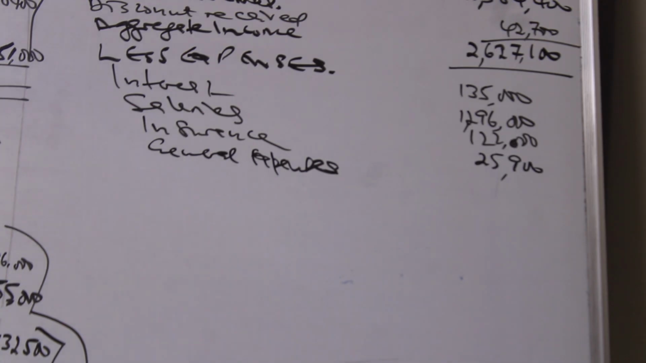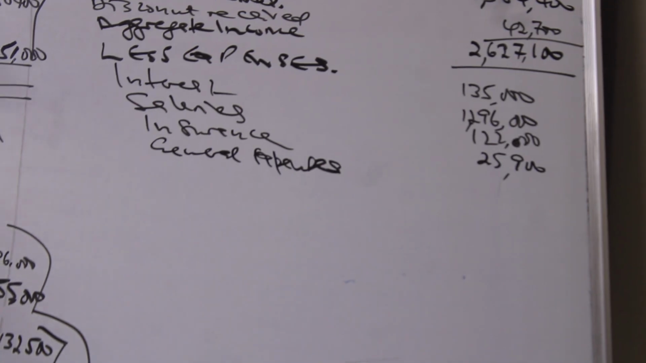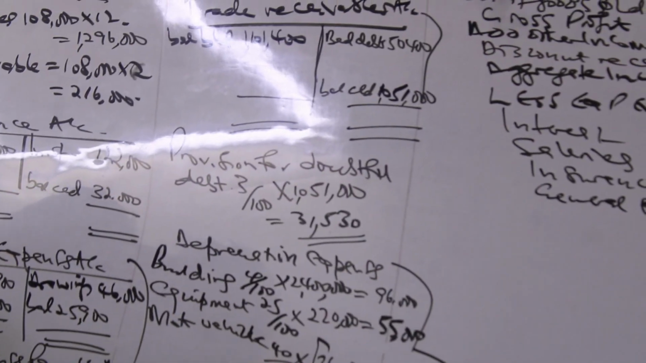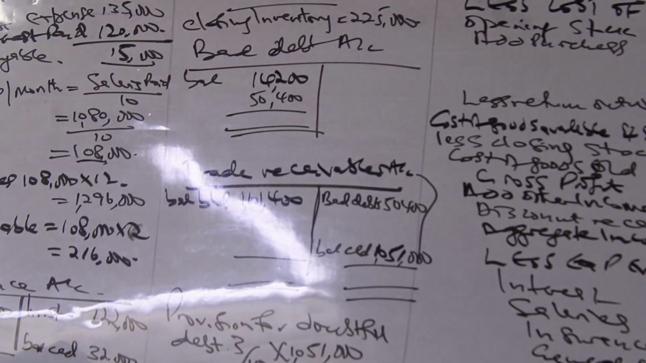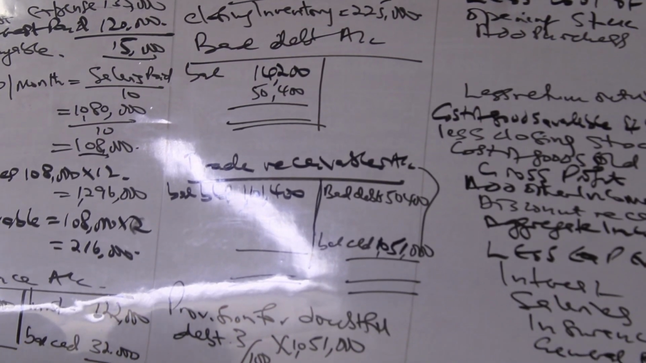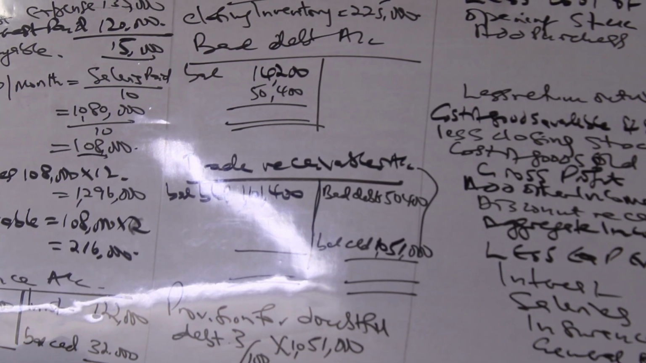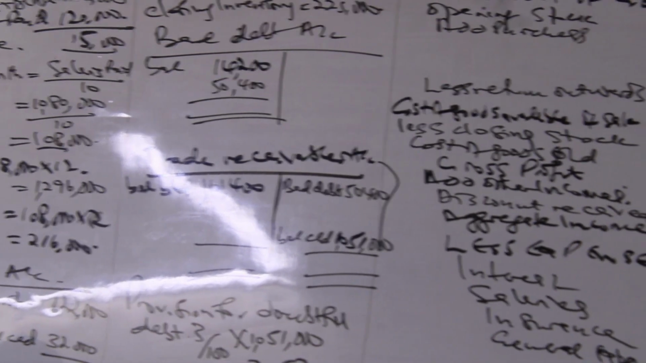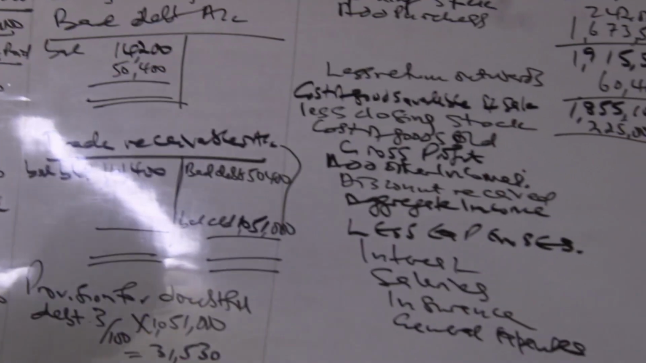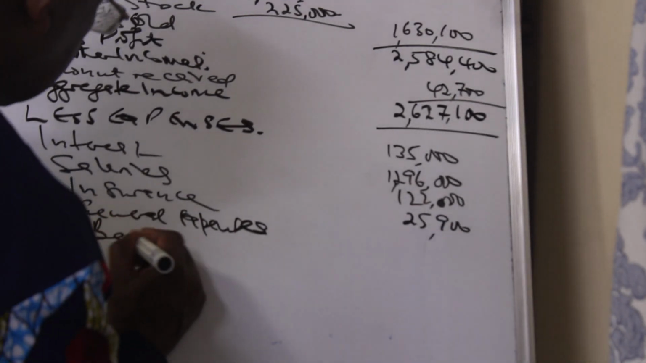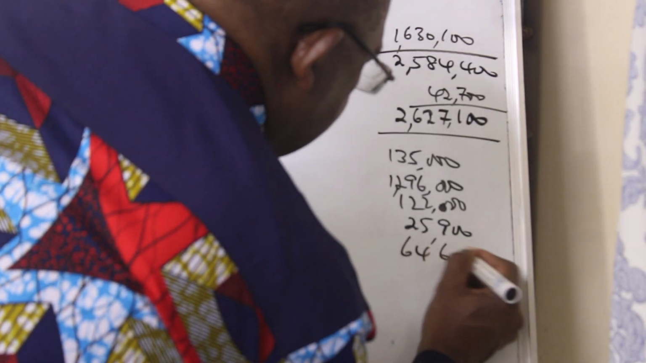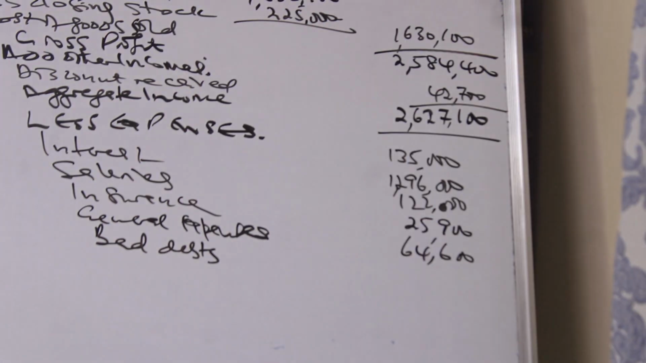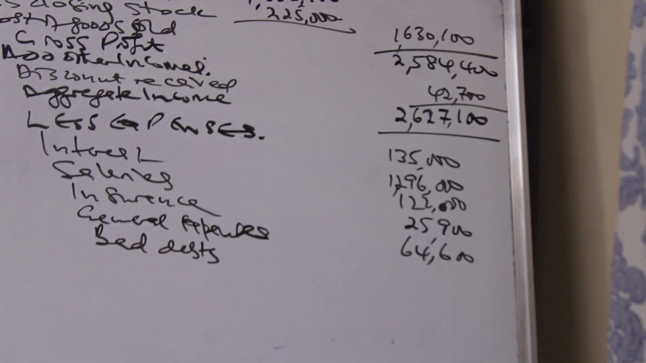And then you look at the bad debts. We add bad debts: 14,200 plus 50,400, we get a figure of 64,600. Bad debts, 64,600.